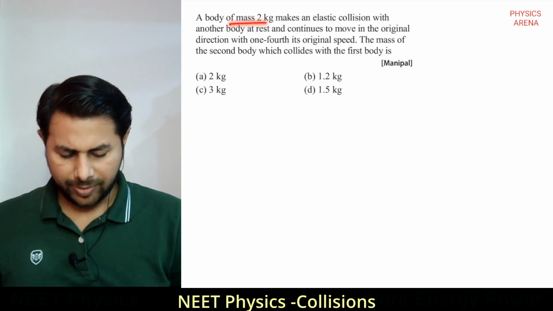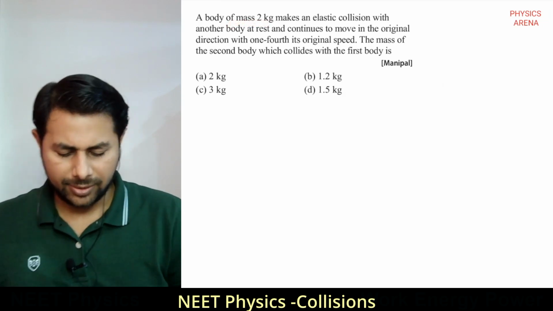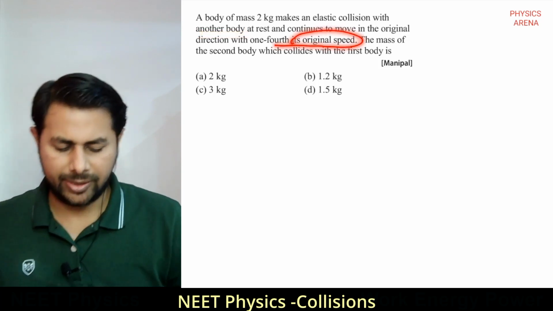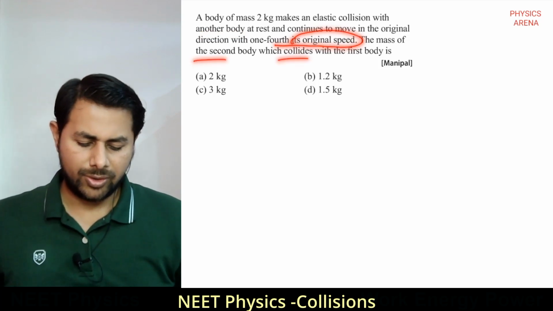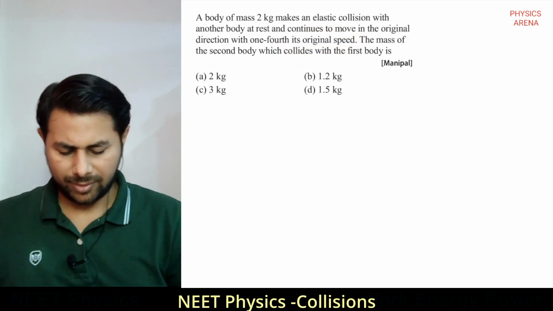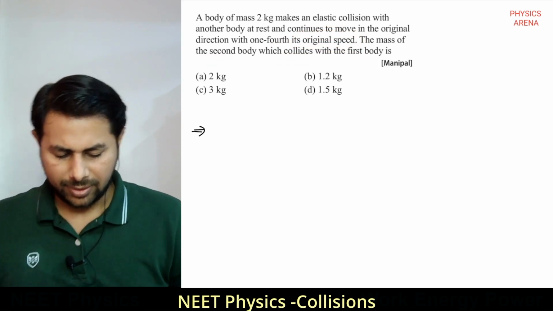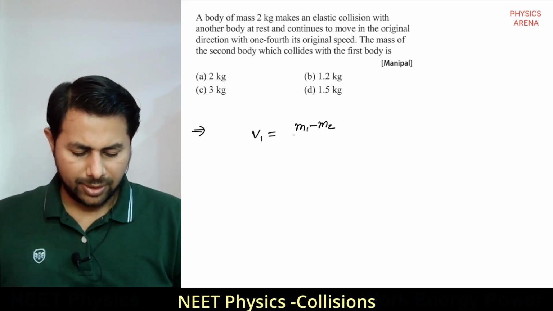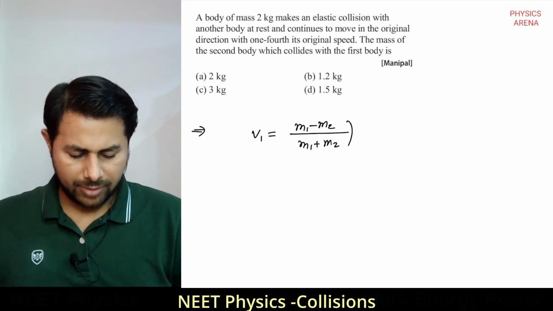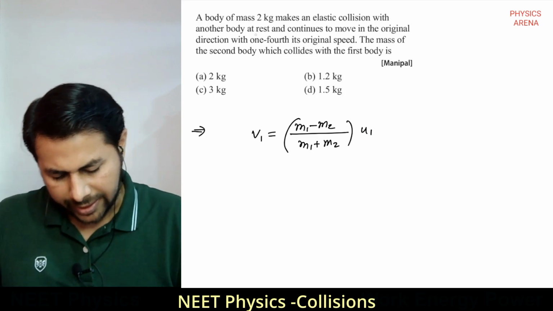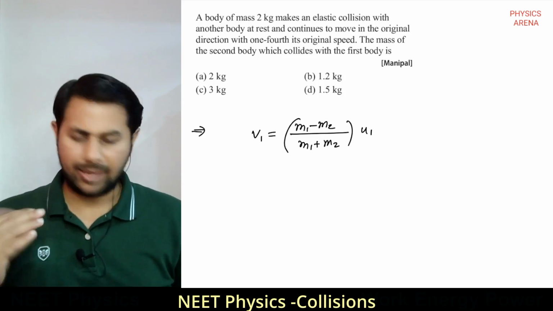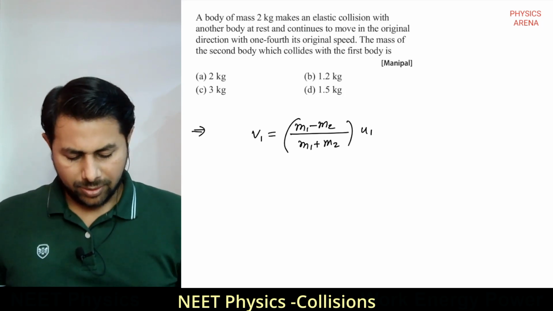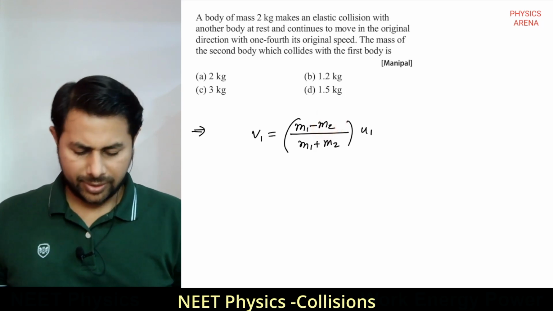Let's see next one. A body of mass 2 kg makes an elastic collision with another body at rest and continues to move in original direction with 1/4 its original speed. The mass of the second body which collides with the first body is. Okay, so this is an elastic collision. So what is V1? V1 is just equal to m1 minus m2 divided by m1 plus m2 multiplied with u1. But is the second body at rest? Yes, second body is at rest. So that means we don't need to care about u2. Okay. So what is mass of the second body? This is the question. So very simple.